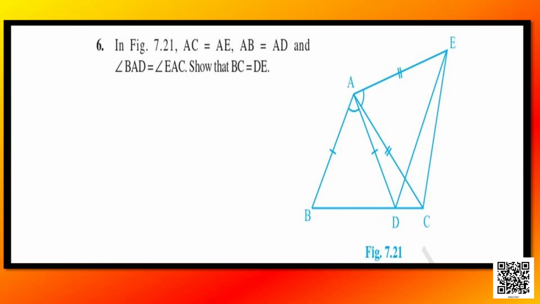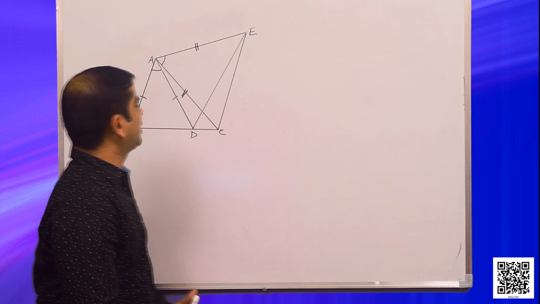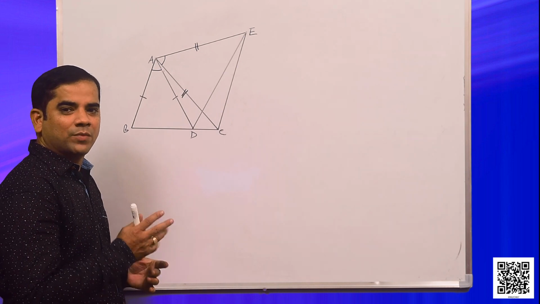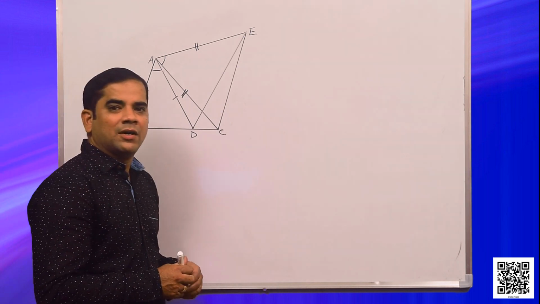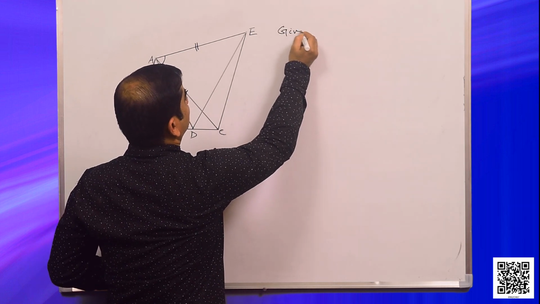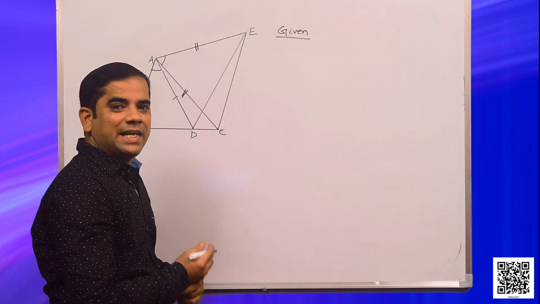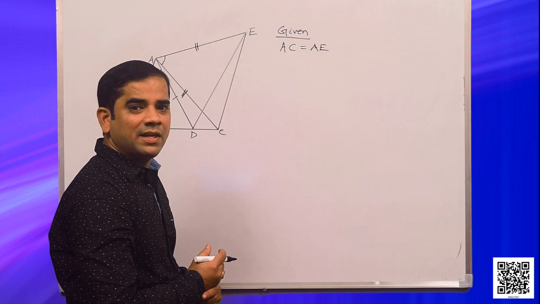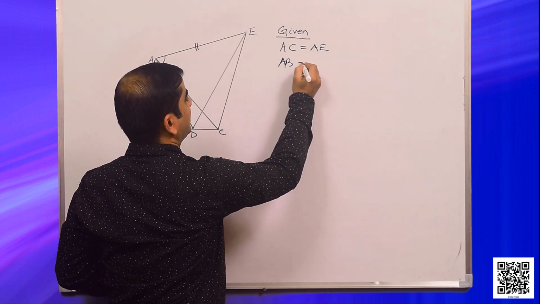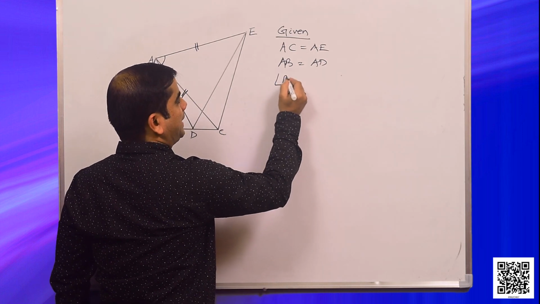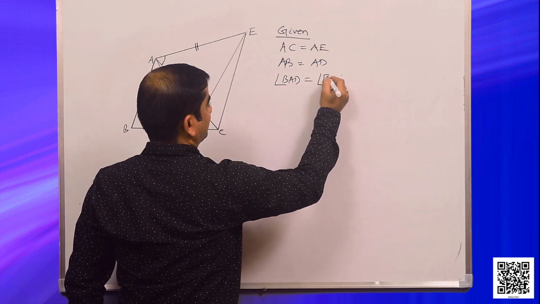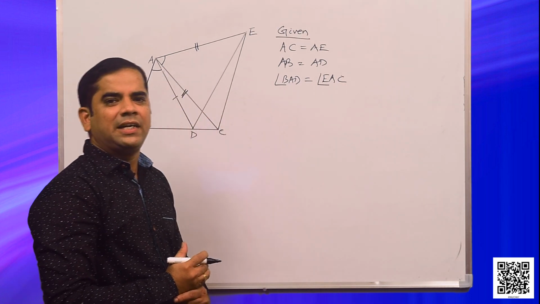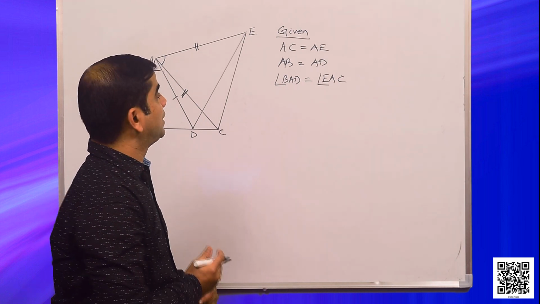Let me draw the diagram first. Students, as you can see, I have drawn a similar diagram that is given in your book. So, what is the given data? Given AC is equal to AE, AB is equal to AD, and angle BAD is equal to angle EAC. What is being asked? It is being asked to show that BC is equal to DE.